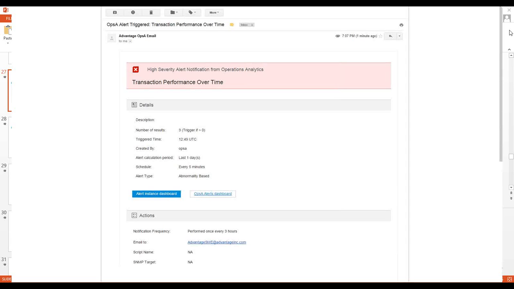So our demo for today starts with Sheila, the subject matter expert, and she's managing an application of the bank, the Advantage Banking. This is our product that we manage, and she gets an email from Operations Analytics telling her that 3 transactions are performing abnormally. This is based on an abnormal-based event alert. So she drills down from the mail into the Operations Analytics dashboard.